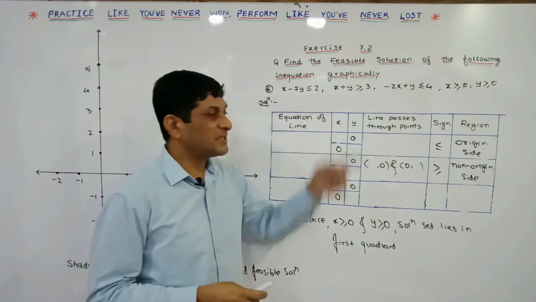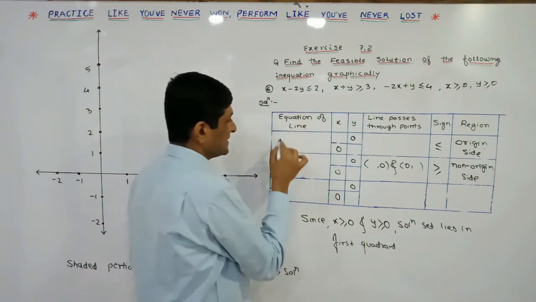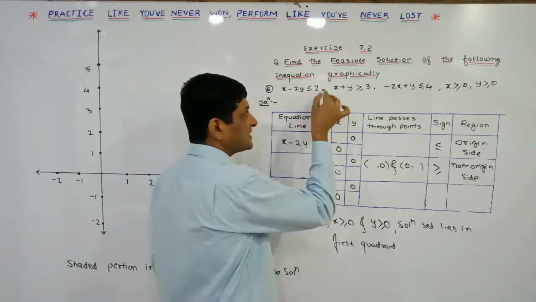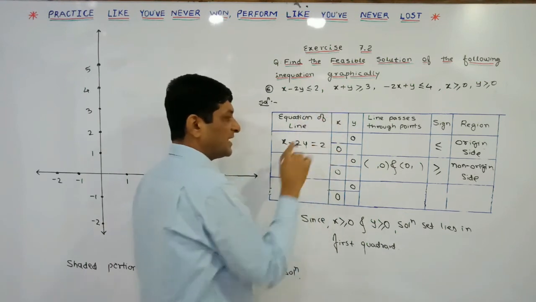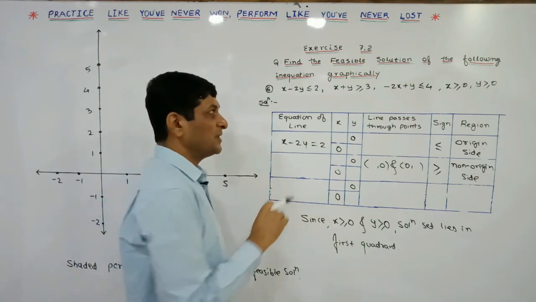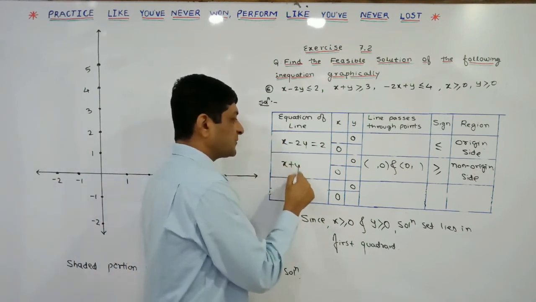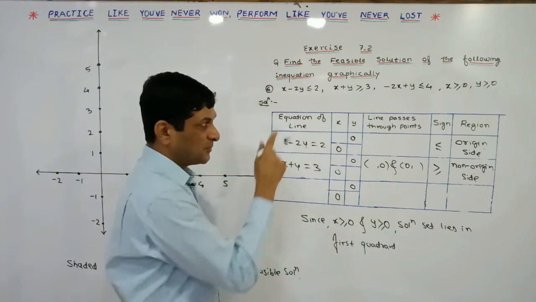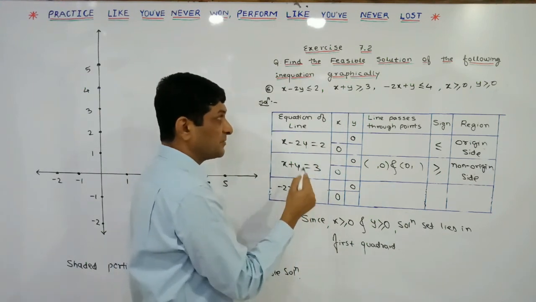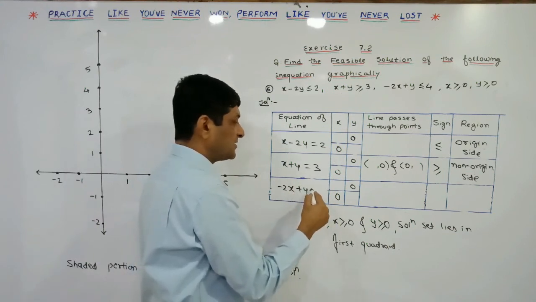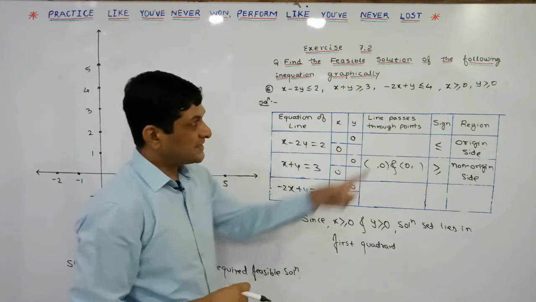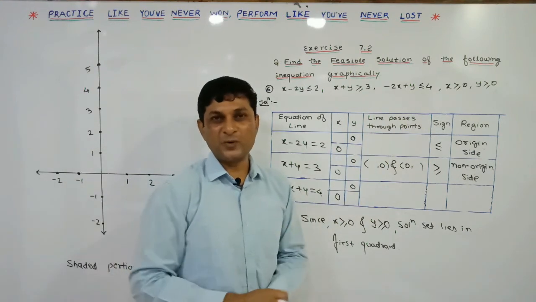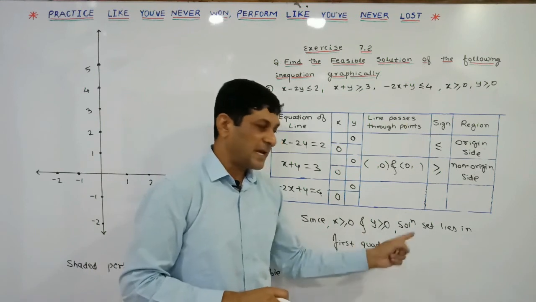So see question number 6. In question number 6, what is the first constraint? X minus 2y less than or equal to 2. So first construct the line x minus 2y is equal to 2. Second constraint is x plus y greater than or equal to 3. So draw the line x plus y is equal to 3, and from the third constraint we will get which line? X plus y is equal to 4. And x is greater than or equal to 0 and y is greater than or equal to 0, which means non-negative constraints are given to us, so the solution set lies in which quadrant?